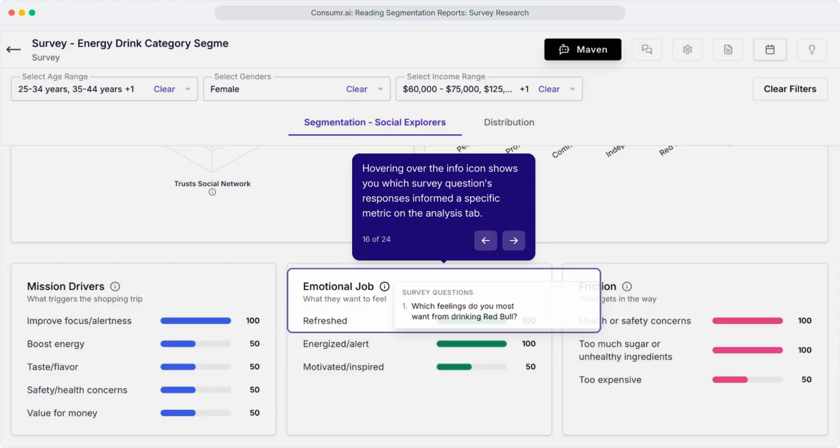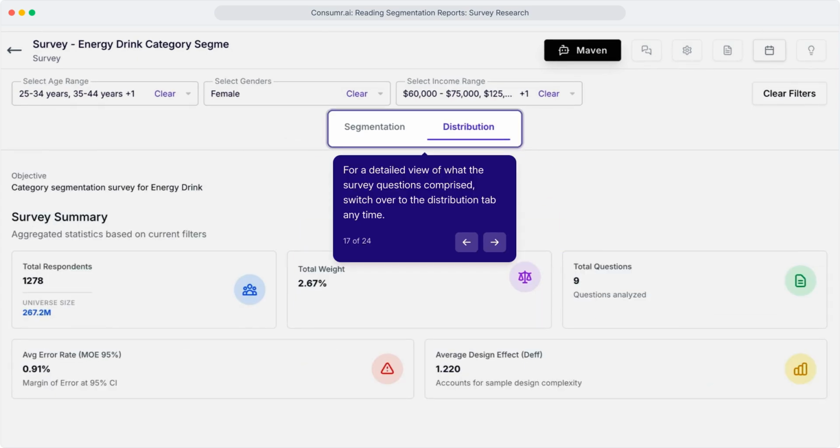Hovering over the info icon shows which survey question informed each metric. Every insight in the segment analysis is sourced from specific survey questions. For a detailed view of what the survey questions comprised, switch to the Distribution tab. The Analysis tab shows interpreted insights. The Distribution tab shows raw data.